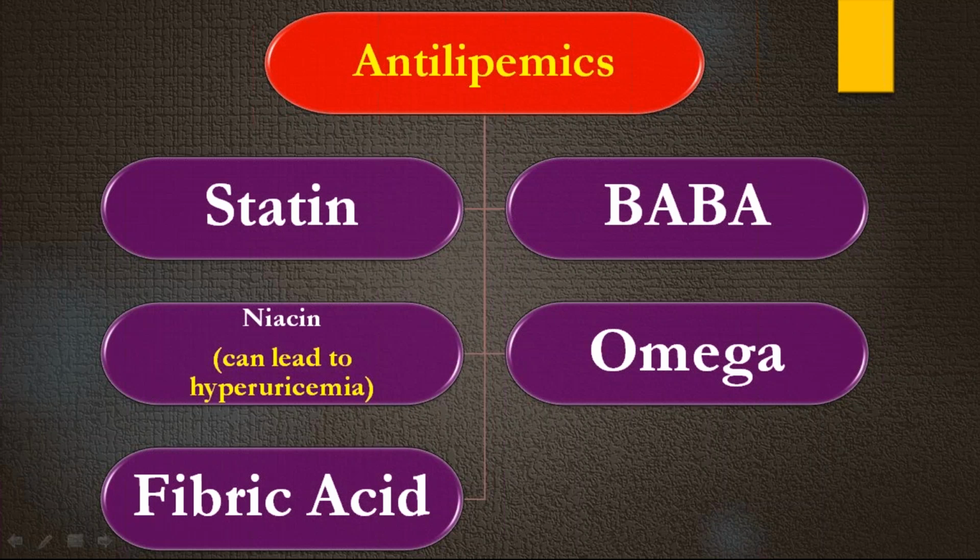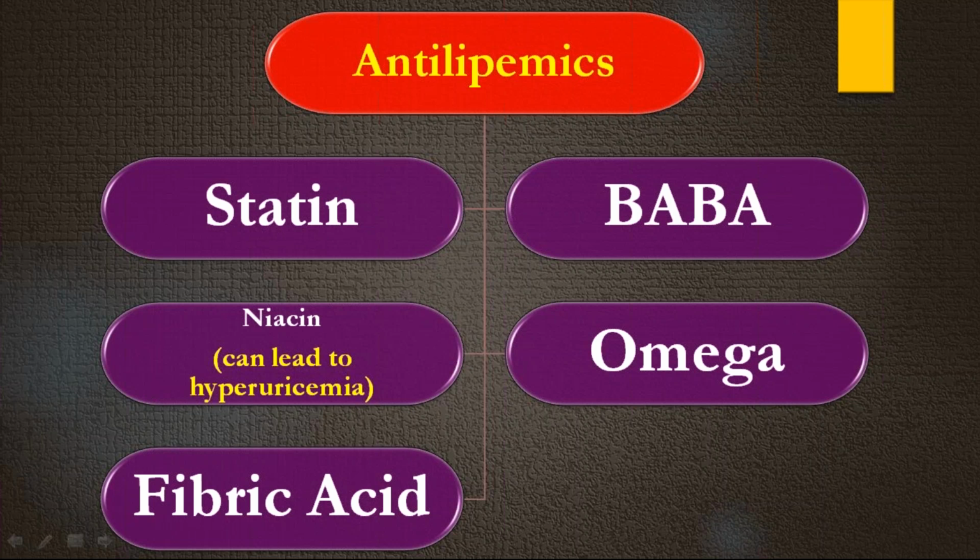What are the desired effects of the antilipemics? You need to know the HDL, the LDL, the triglycerides, and the cholesterol. Just remember that HDL is good if you increase it. It is good if you decrease the LDL. It's good if you decrease the triglycerides. It's good if you decrease the cholesterol.